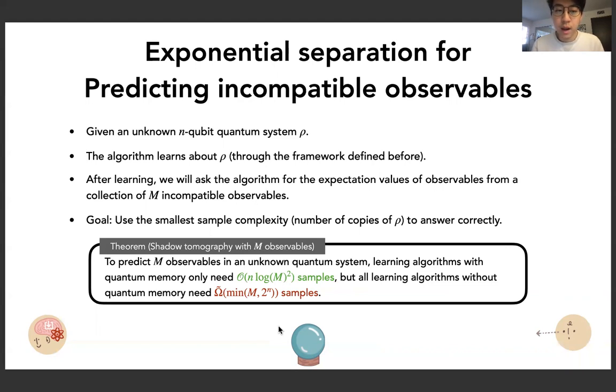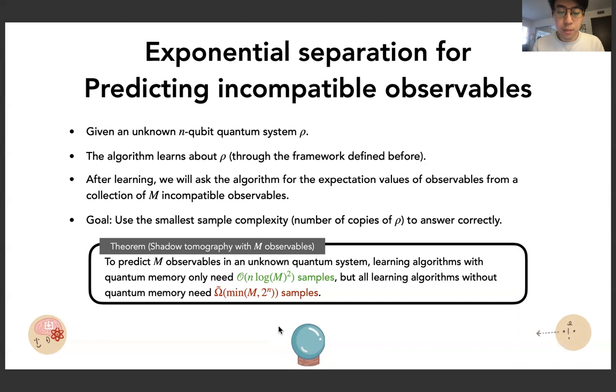So recall that in quantum mechanics, compatible observables means they simultaneously commute with one another. And now the goal is to use the smallest sample complexity to answer these questions correctly. That is, to be able to predict the expectation values of all observables from this collection. This task is also known as shadow tomography, from a previous work proposed by Scott Aaronson. In particular, in this work, we proved the following theorem.